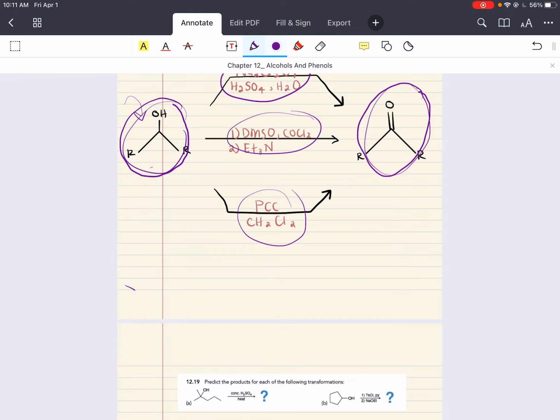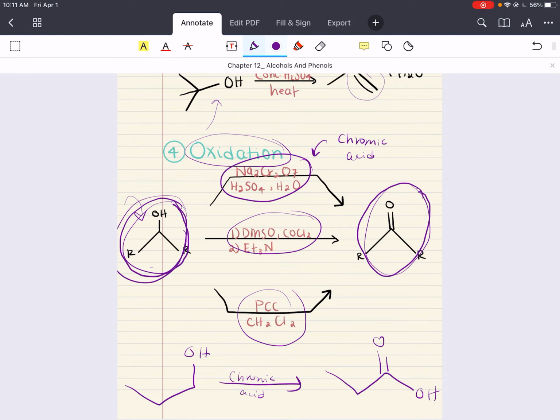If you had a primary alcohol and you treated it with this set of reagents, chromic acid reagents, what will actually happen is you're going to form a carboxylic acid. You would think you would form an aldehyde, but the aldehyde is not isolated. So when you treat a primary alcohol with chromic acid, expect to get carboxylic acid. But when you treat a secondary alcohol with chromic acid, you're going to get your ketone, where you preserve your R groups and your alcohol gets converted to a carbonyl.